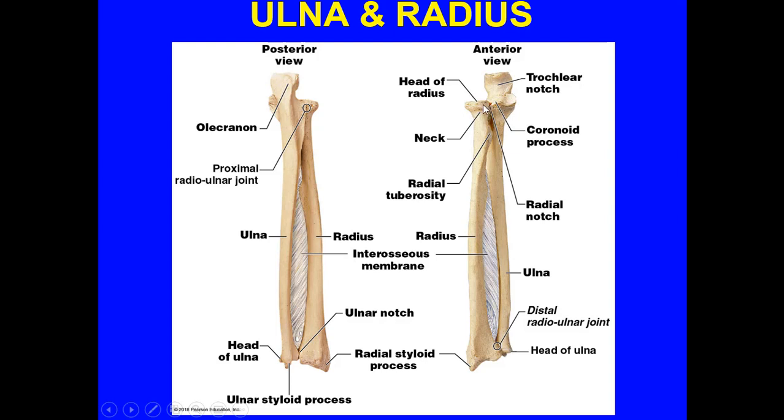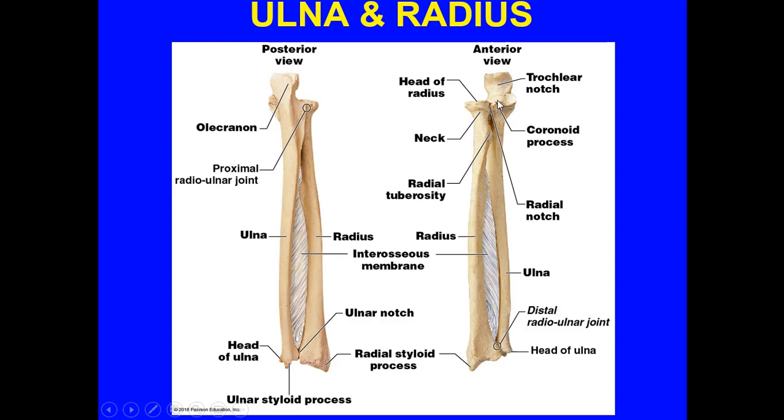It has a head, a flattened area right here. Of course, you got the neck. Then you have that radial tuberosity right here. And then you get down to the radial styloid process right here. And it's also here. This is if you were having a posterior view. This is an anterior view.